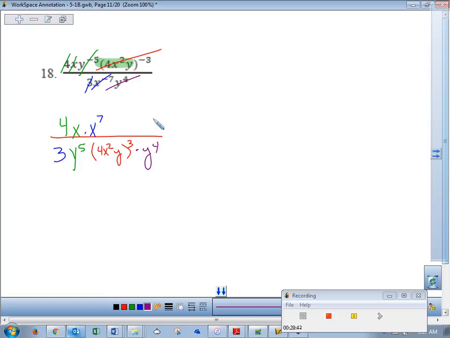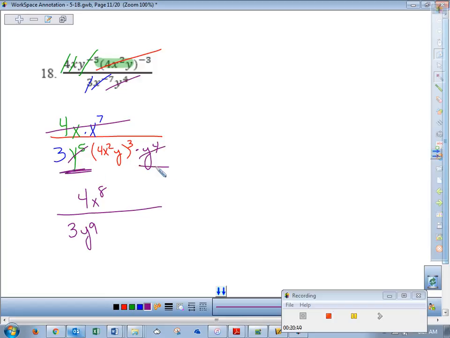Next thing, some cleanup, and also take that group to the third power. So my cleanup upstairs, I got 4x to the 8th upstairs. Used it all. I got 3 downstairs. I got y to the 9th. See how I cleaned that up right away? I used these two right away. There's my y to the 9th. And then I'm going to get a 4 cubed is 64, right? Right? Okay. And x to the 6th, y to the 3rd.